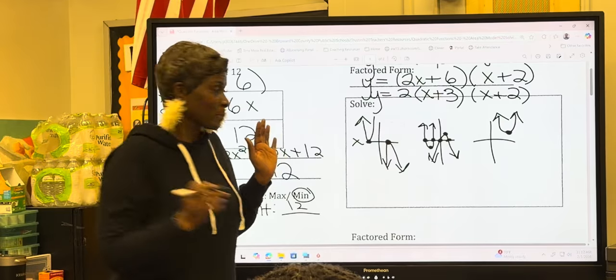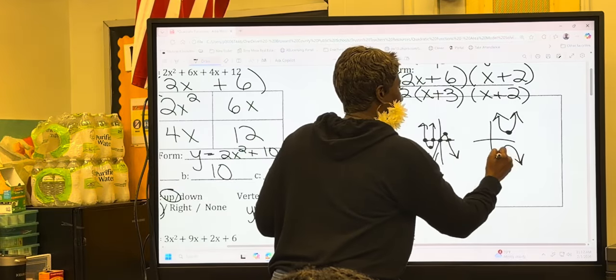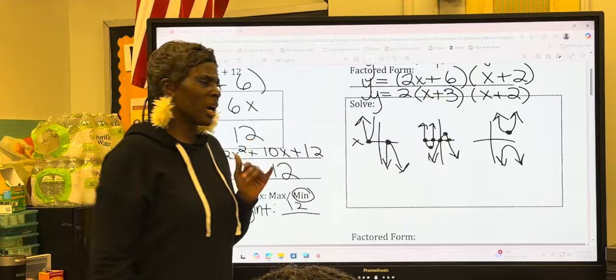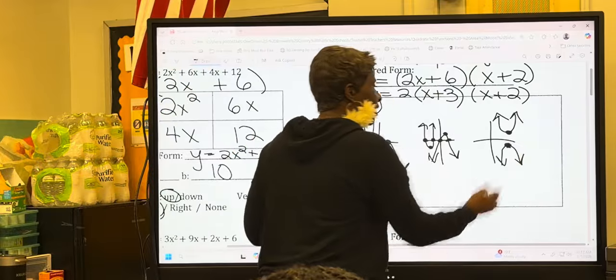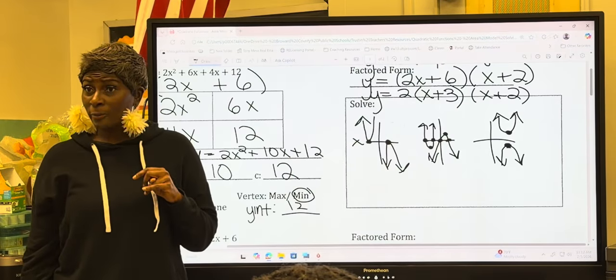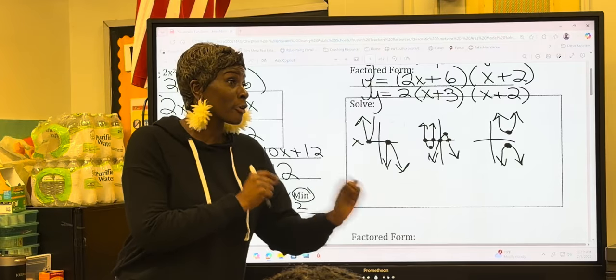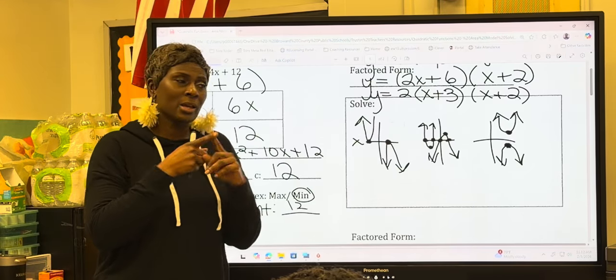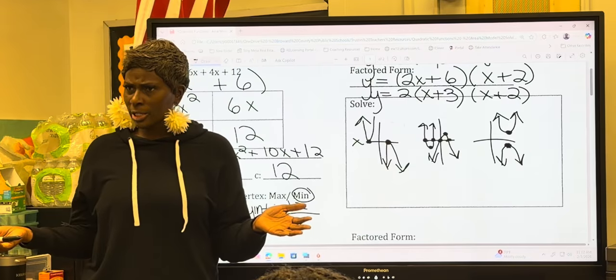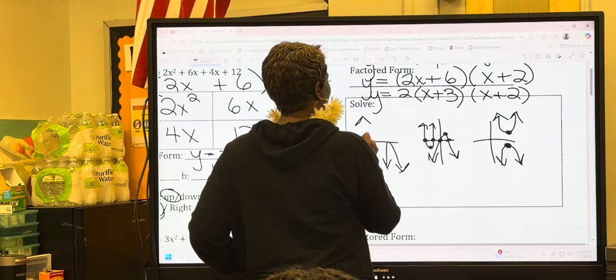Are y'all following me? If it opens down, how many solutions? None. But I always have a vertex. Is everybody following? Vertexes are different from solutions. Sometimes they're the same thing, but most times they're not. Is everybody clear? All right, now let's solve this problem.